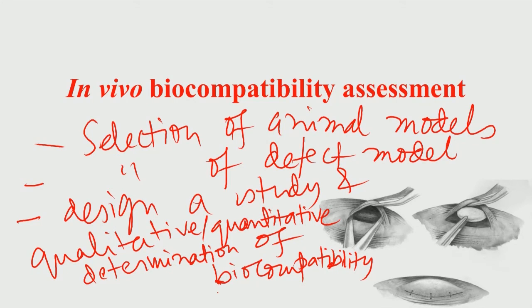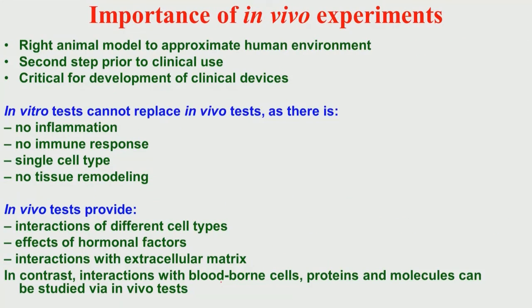Okay. So, as I said before about in vivo and in vitro, let me just recapitulate what I have taught you quite a few modules back. In vivo is one step ahead of in vitro in terms of biocompatibility assessment, and particularly you have to select the right animal model to approximate the human environment. This is a second step prior to clinical use, and this is certainly critical for the development of clinical devices.